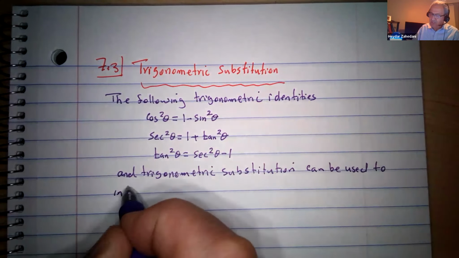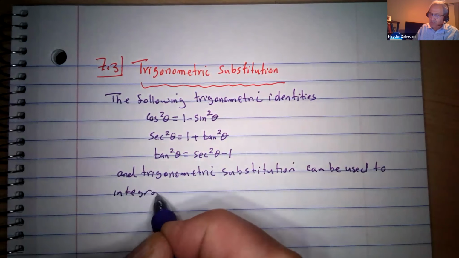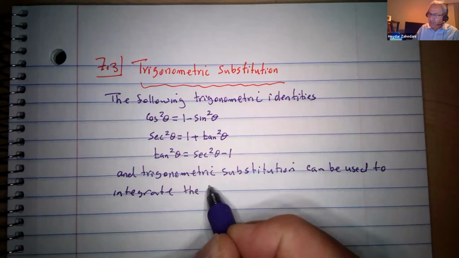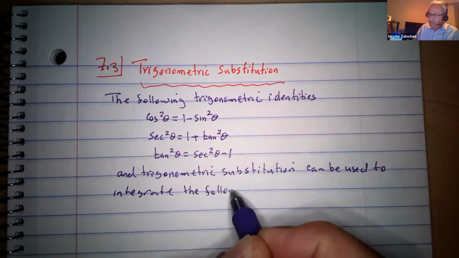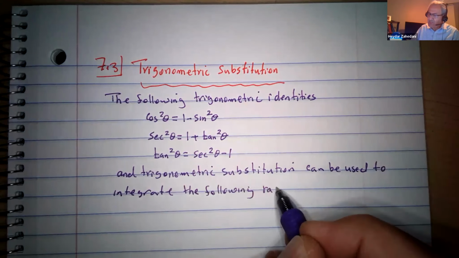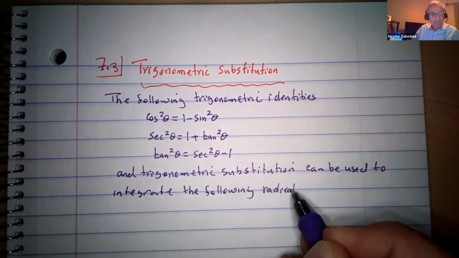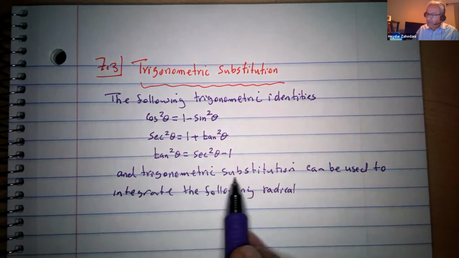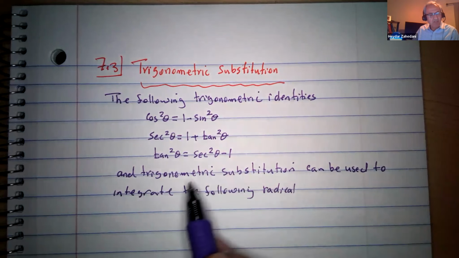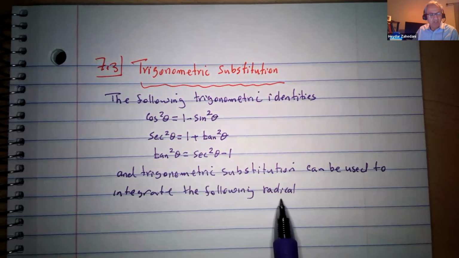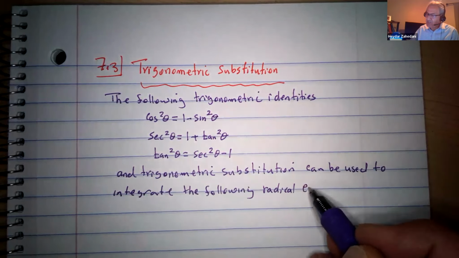To integrate the following radical expressions. I'm sorry, I missed that. The trigonometric substitution can be used, I'm going to show you, to integrate the following radical expressions.